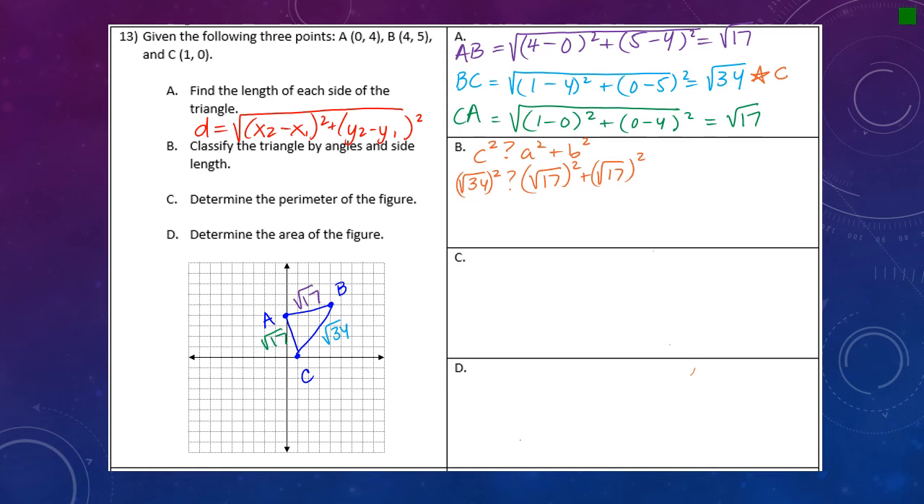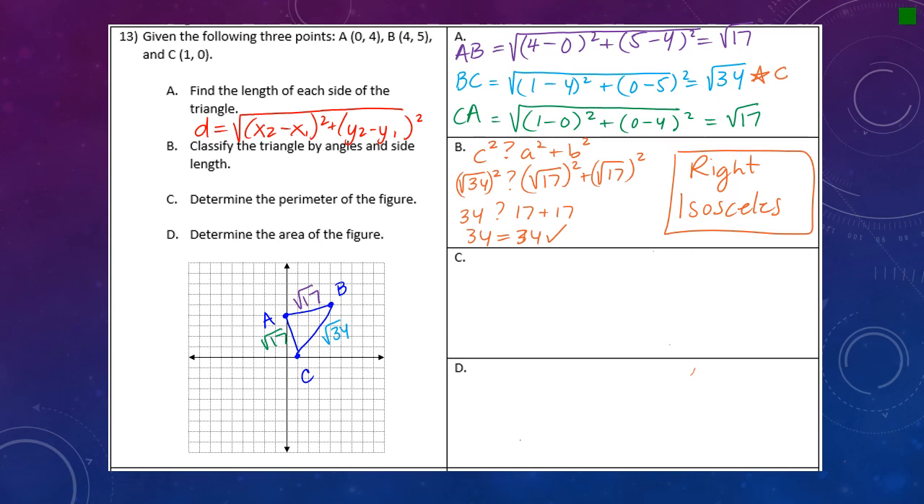Okay, now the nice thing is that the squares and the square roots cancel each other out, so I end up with 34 and then 17 plus 17, and if you add 17 plus 17, you actually get 34. So what that means is that since the two sides are equal, this is a right triangle. So it's a right triangle, and we decided from our answers in part A that it's isosceles because it has two equal sides. Part C asks us to determine the perimeter.